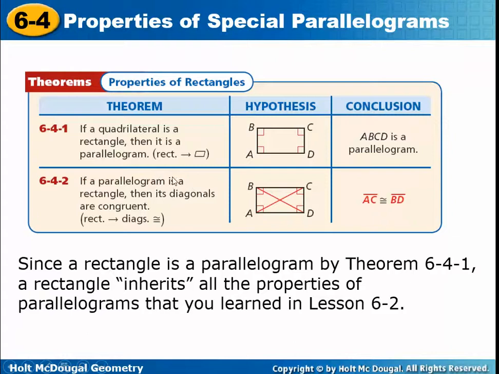Also, if a parallelogram is a rectangle, so if you know it's a parallelogram and you know it's a rectangle, then its diagonals are congruent. This is not true of any parallelogram, but it is true if you have a parallelogram that's a rectangle. So if you have a rectangle, the diagonals will be congruent. That will also be very important.